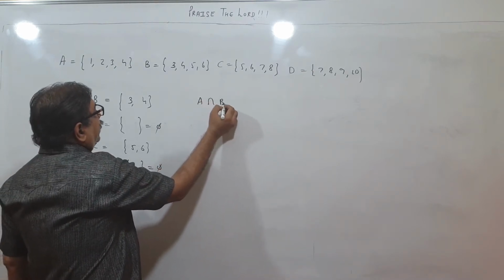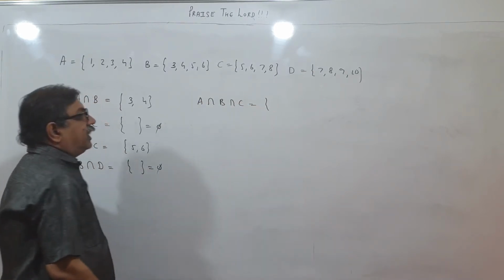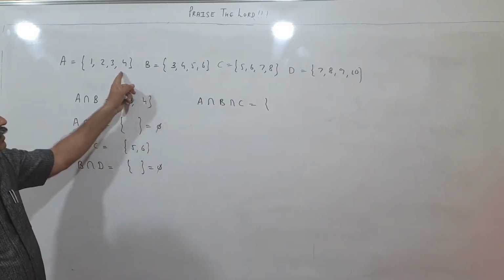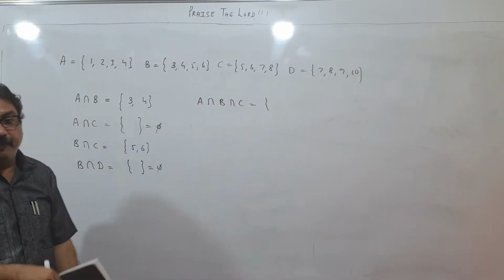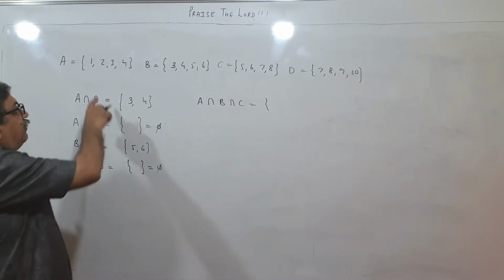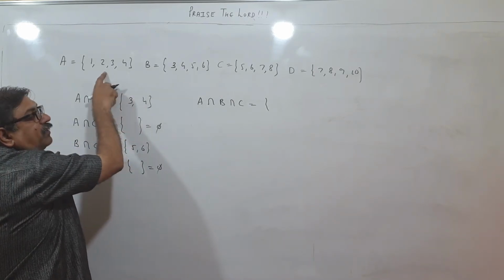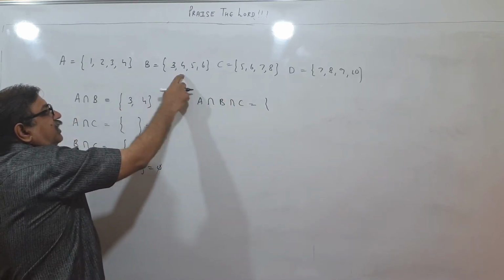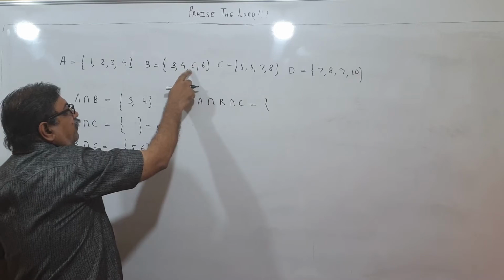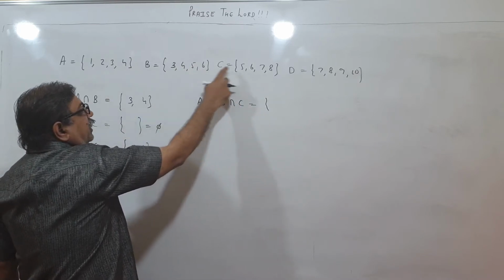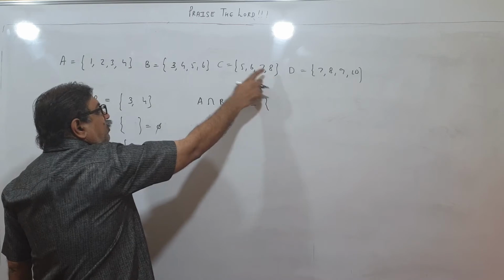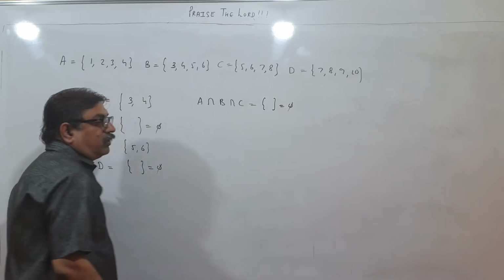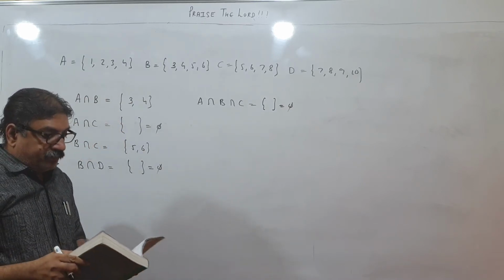A intersection B intersection C: common elements of all the 3. See, 3, 4 are common in A and B, and in B and C, 5, 6 are common. So no element will be common. 1 is not present in all 3. 2 is not present in all 3. 3 is here and here but not here. 4 is here and here but not here. 5 is here and here but not here. 6 is here and here but not here. 7 alone here, 8 alone here. So no element is common, and the answer will be null set, because all the 3 sets don't have any common element.